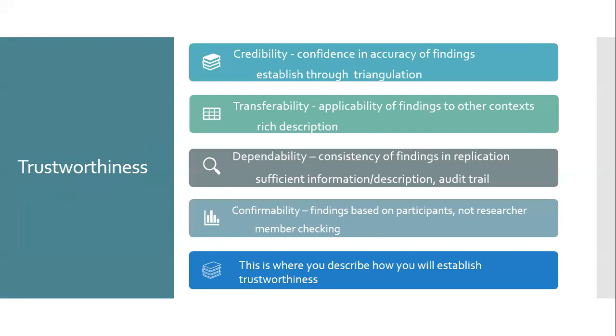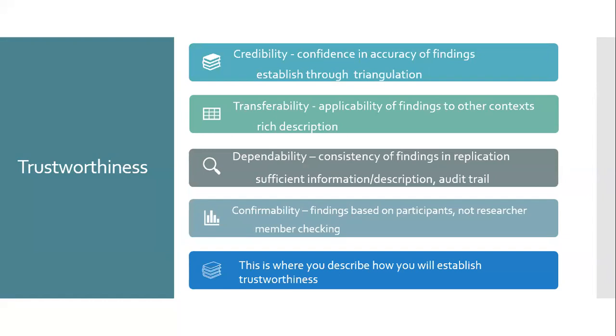And now we move to trustworthiness. This is the last section of the body, but it is nonetheless important. So with trustworthiness, we often talk about the following things. Credibility. How are we going to have confidence in the accuracy of your findings? This is established through triangulation, multiple methods, multiple data sources. If multiple sources show us a similar pattern, the data is probably credible.